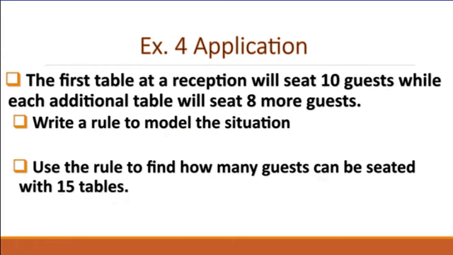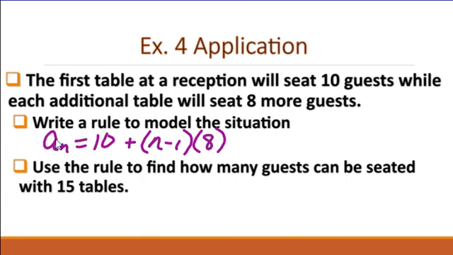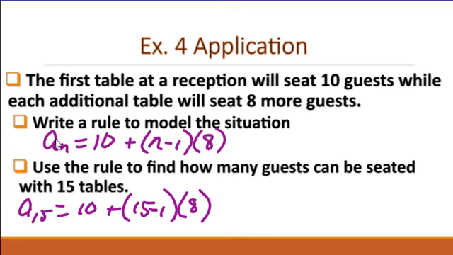Next one, the first table at reception will seat 10 guests, while each additional table will seat 8 more guests. We need to write a rule. So a subscript n equals our first table, 10, plus n minus 1 times the common difference of 8. We use that to find out how many guests can be seated with 15 tables. So 10 plus 15 minus 1 times 8. So we have 14 times 8 plus 10. So 10 plus 112 gives us our 15th table. So we would have a total of 122 guests.